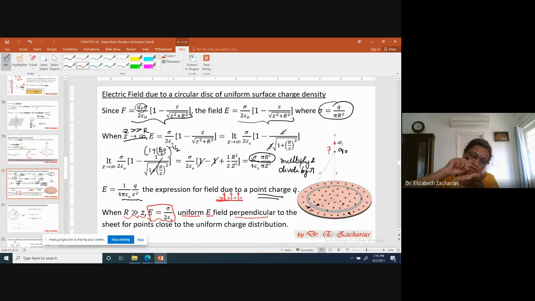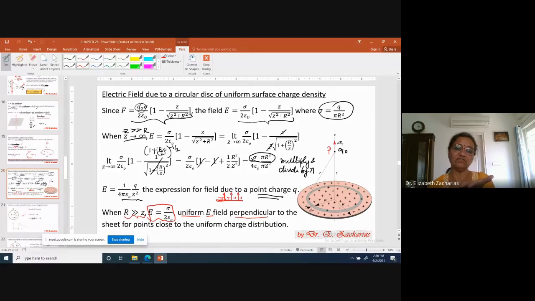When you consider a point P close to this sheet, then the point P doesn't see this as a circle or a square or anything. It sees it as an infinitely large playground. So it's not able to see the edges. And the electric field will be perpendicular and uniform. You take this point here, or you take another point, wherever you take, the electric field will be perpendicular and therefore uniform.